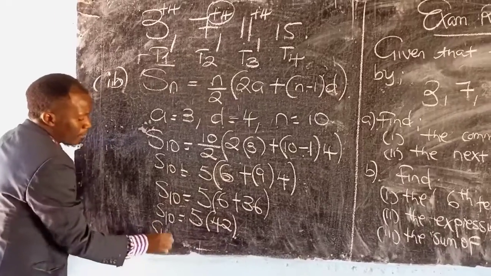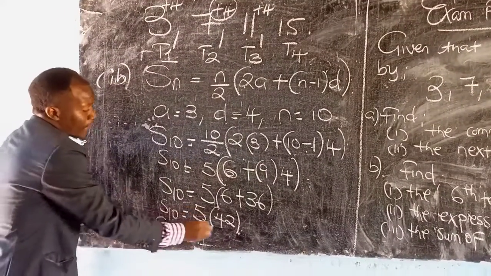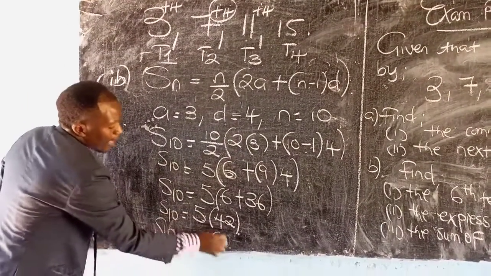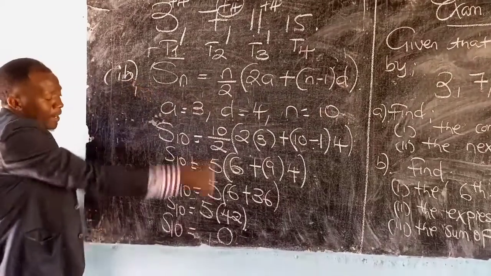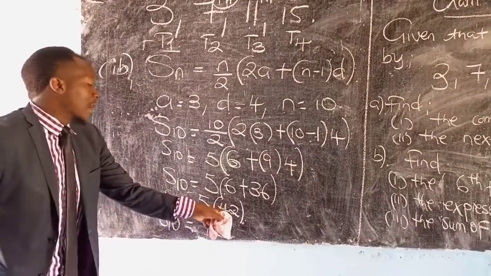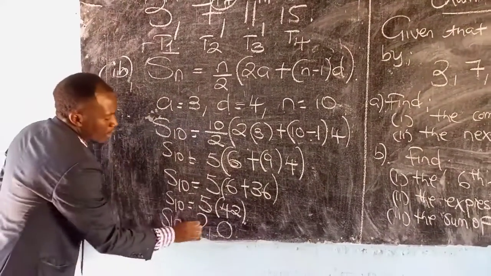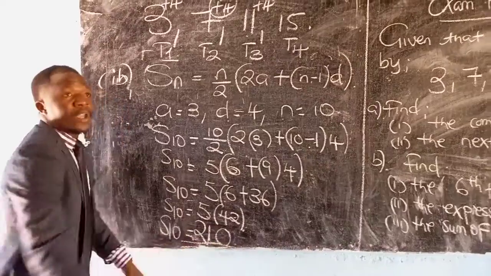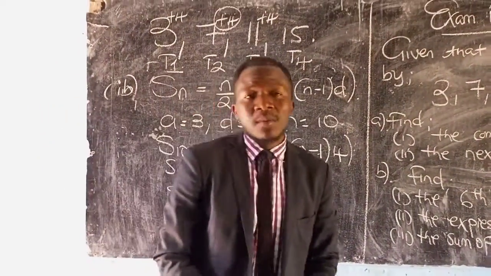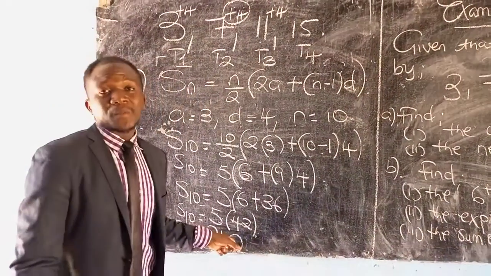Now, lastly, sum of 10 terms equals 5 times 42. 5 times 2 is going to become 10. We write a 0, carry 1. 5 times 4 is 20 plus 1. This is going to give us 21. So the sum of the first 10 terms is 210.